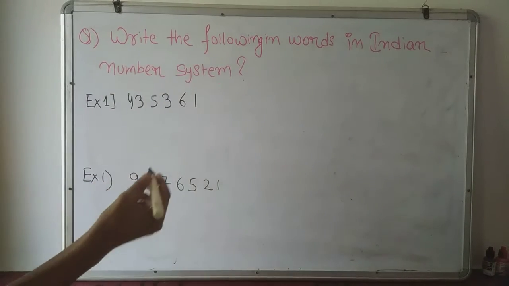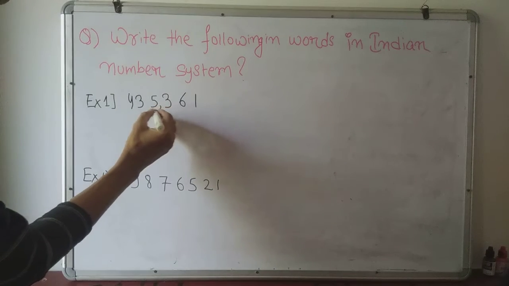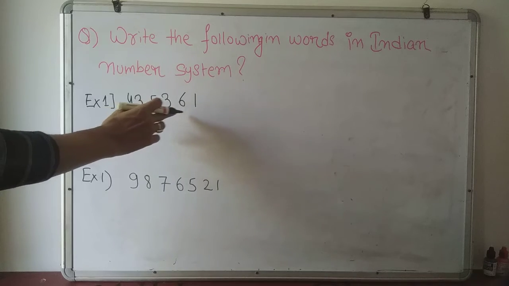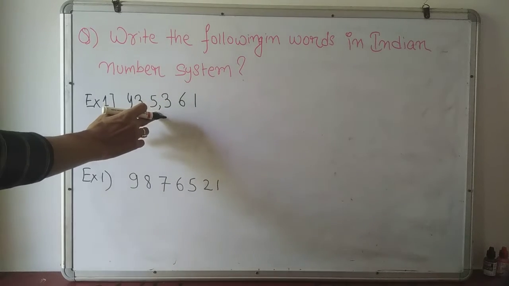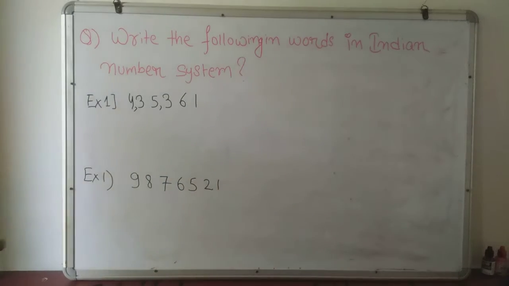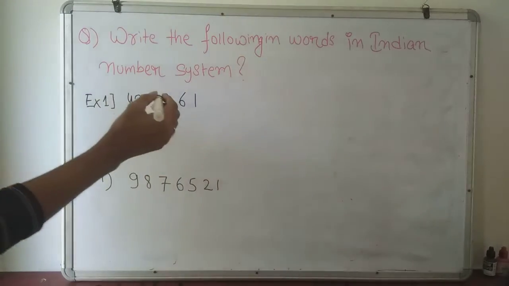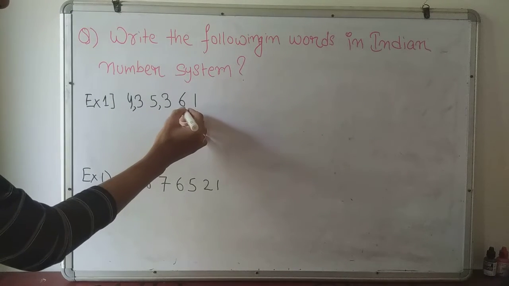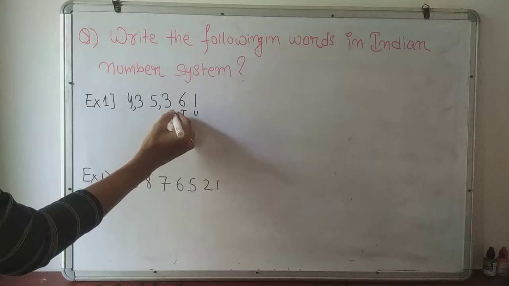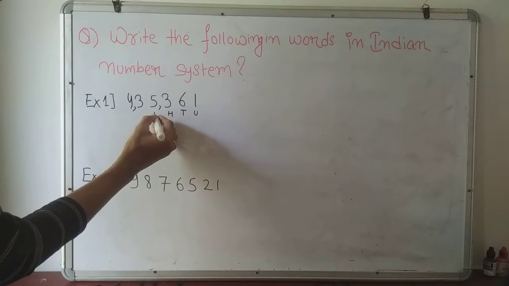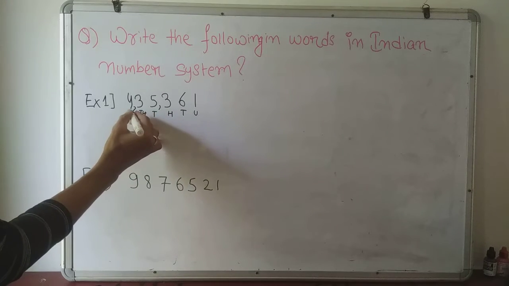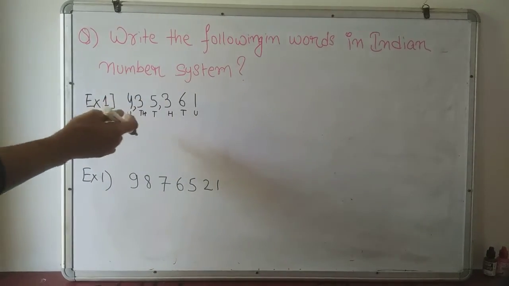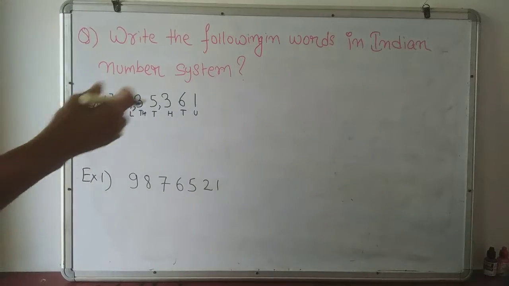First we have to provide period symbols in the Indian number system. It means after the first 3 digits we provide a period symbol, then after the next 3 digits we provide a period symbol. And if you remember the Indian place value chart, the first digit represents units, the second digit represents tens, the third digit represents 100, then 1000, then 10,000, then lakh.